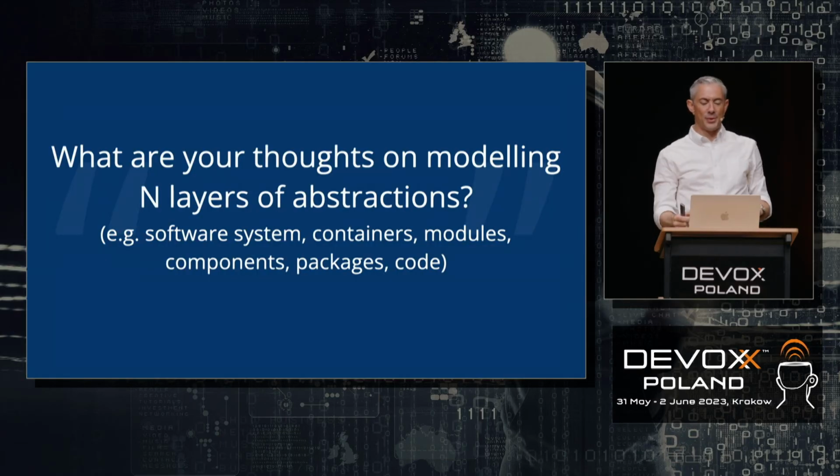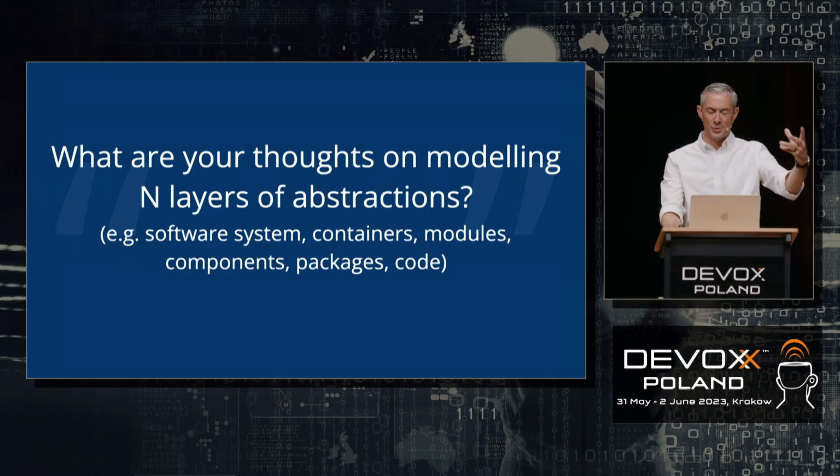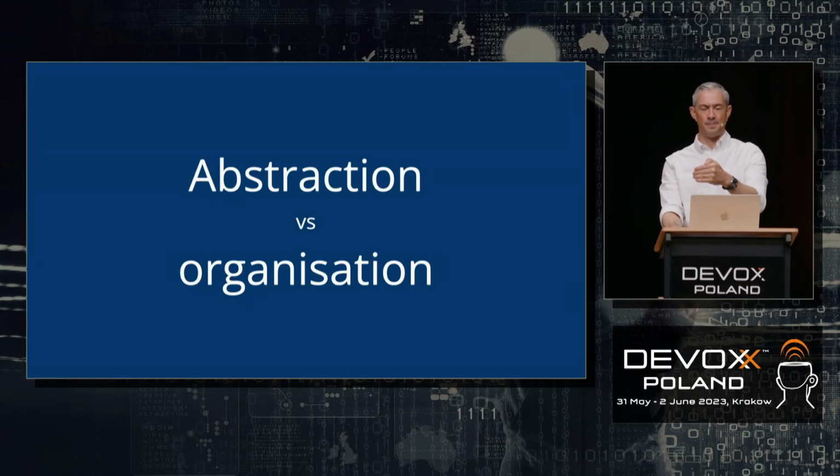People ask me, what are my thoughts on modeling n layers of abstraction rather than just 4? So the typical example I see is a software system is made up of containers. Containers contain modules, which contain components, which are made up of packages that contain code. For me, that's lots of levels of abstraction, and I don't think all of these levels are necessarily abstraction. I think a lot of this comes down to abstraction versus organization.